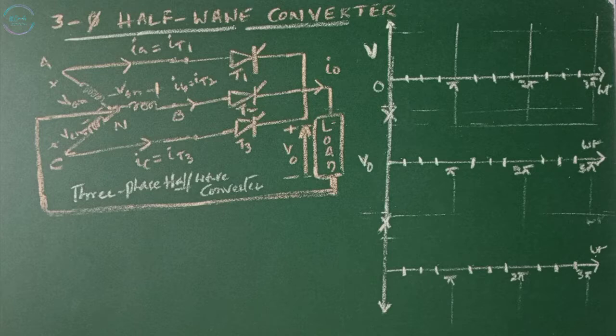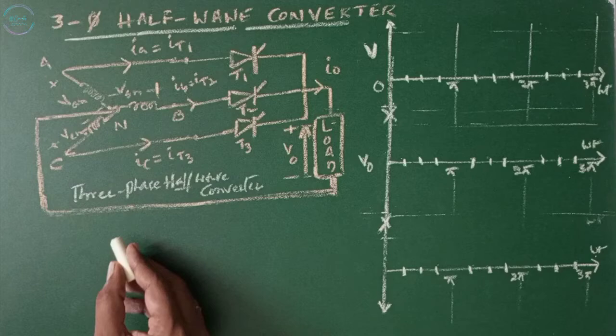Three-phase half-wave converter. The three-phase half-wave converter provides a high average output voltage, and in addition, the frequency of the ripples on the output voltage is higher compared to the single-phase converter. As a result, we need less filtering. For these reasons, three-phase converters are used extensively in high-power variable speed drives.